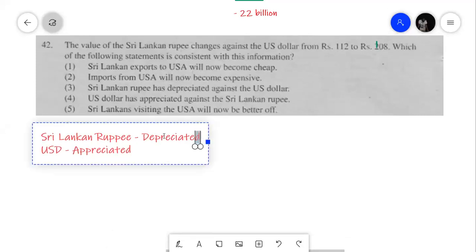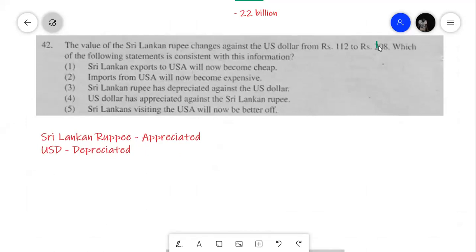So this changes. The Sri Lankan rupee has appreciated, right? So 112 has become 108. So the rupee has appreciated, and the US dollar has depreciated. In that context, make that correction, guys. In case your past paper says 208, I don't know why my past paper says this. So this has to be 108.